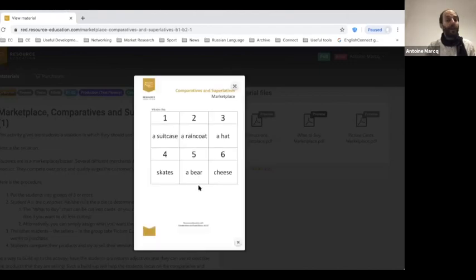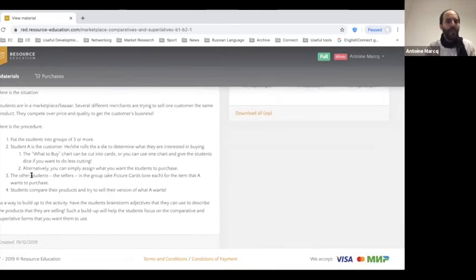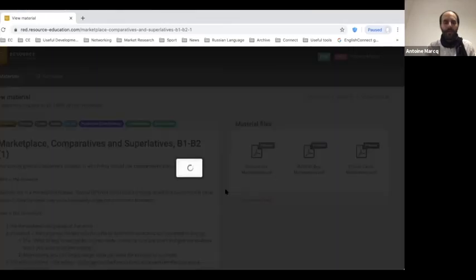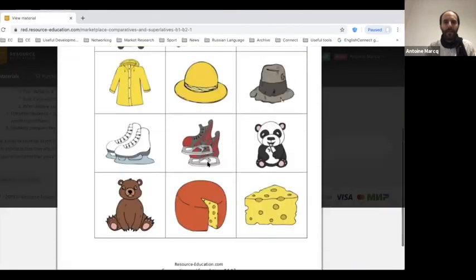You rolled 5. Antoine, you're going through the marketplace, the bazaar, and you're interested in buying a bear. All right. The other students, the sellers in the group, take picture cards, 1 each, for the item that I want to purchase. Do you remember? I want to buy a bear. So 2 of you, 2 students, one will have this panda bear and one will have this bear. And you're both going to come and speak to me.